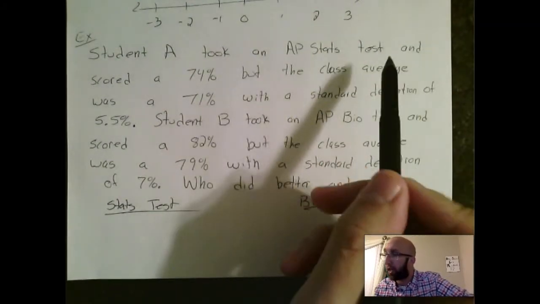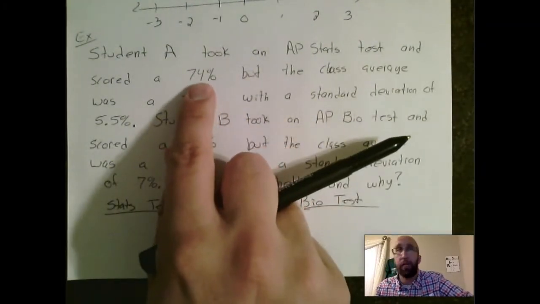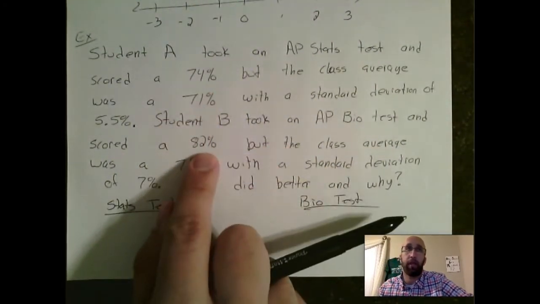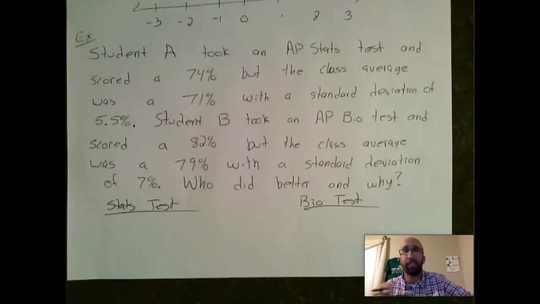Because simply just looking at the stats test to say, well, student A scored a 74 and student B scored an 82, therefore student B is better. It's not that simple. You actually have to go a little bit further than that. There's more things that you should account for. Class averages are important. Standard deviations are important. So we're going to take all that into account with a z-score.